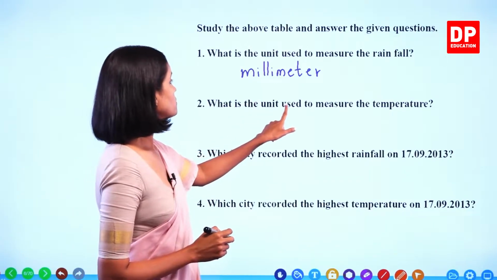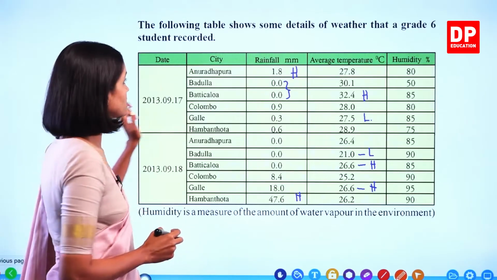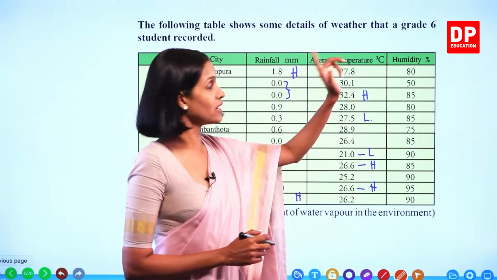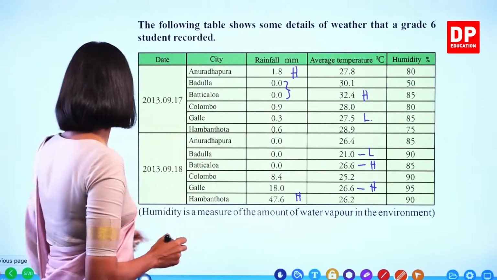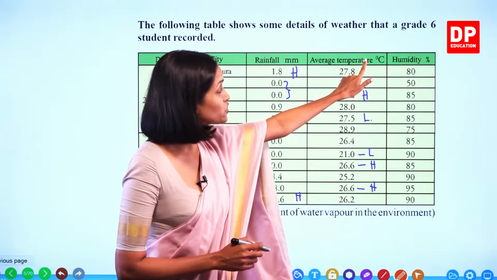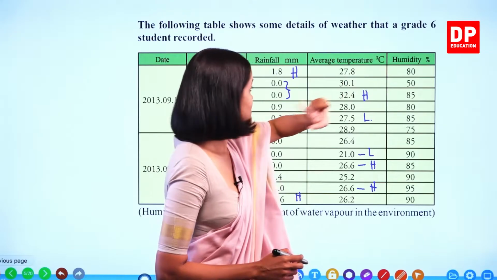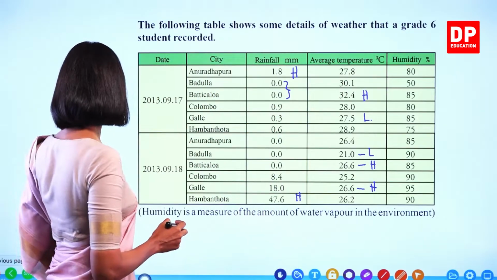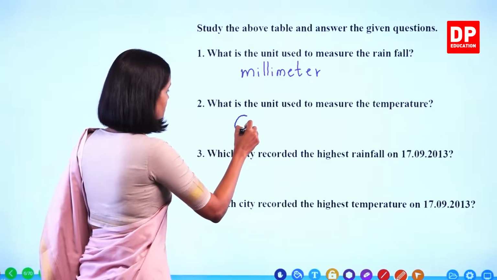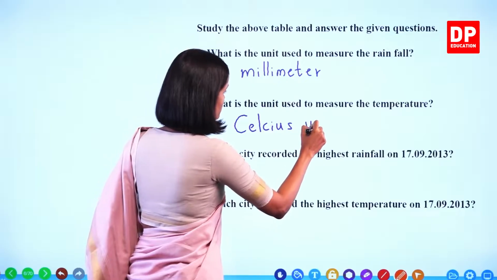What is the unit used to measure the temperature? What was the unit, children? Here? Degrees Celsius. We'll write that. Now, this is the symbol. This is how you write degrees Celsius. That degree mark and capital C. But when you write, you can write Celsius unit.